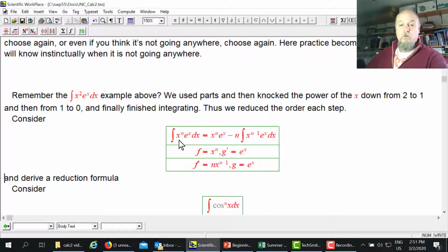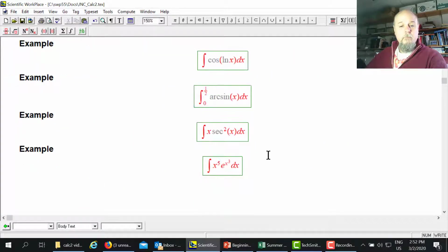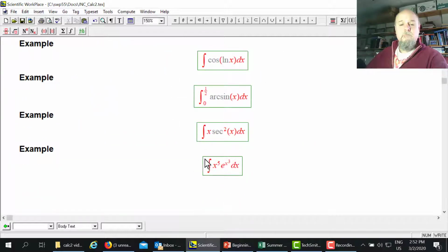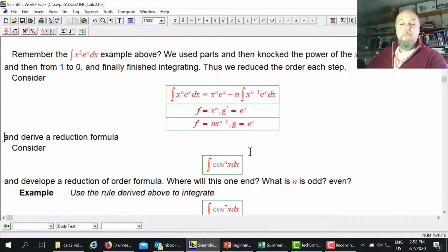My original integral was x to the n. My new integral is x to the n minus 1. It should have gotten one step simpler. So we've got our reduction formula. Let's do this. I got this example here at the end, but let's skip down to here and solve this, which I would have to do integration by parts. Nope. Let's do another example in here.